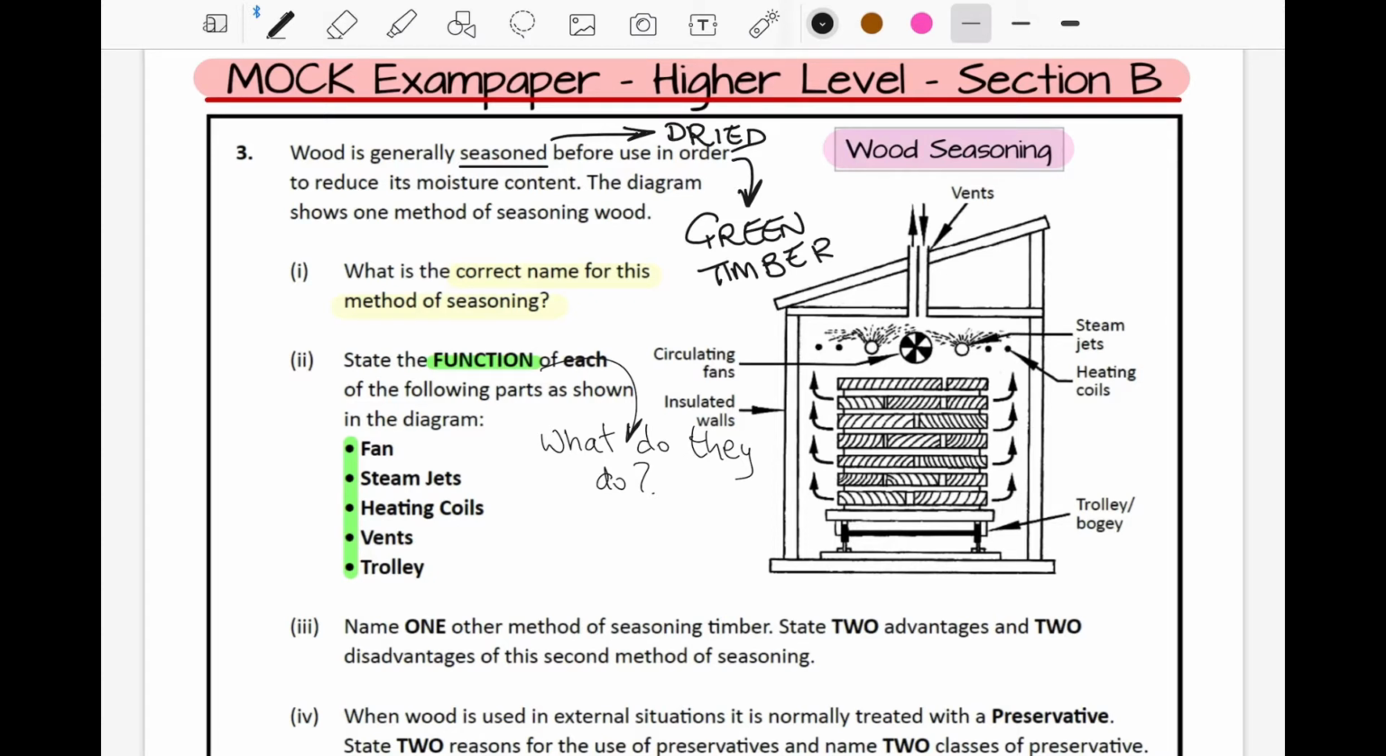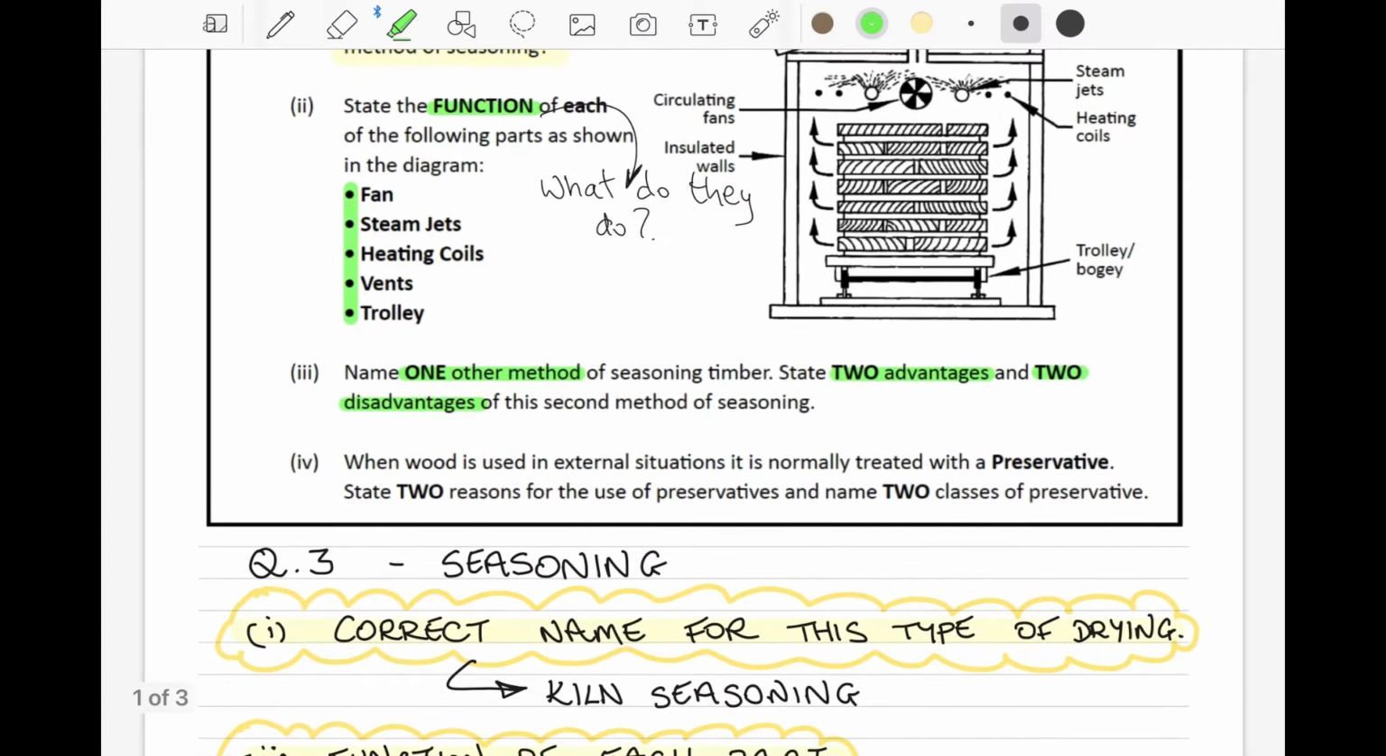So they asked us what the function was. The ones they listed were the fan, the steam jets, heating coils, vents, and trolley. And yes, they did give us a diagram, which does make it a bit easier. Then you were asked to name one other method. There is really only one other method, although there are 2 versions of kiln seasoning, I suppose. For that method we're asked to give 2 advantages and 2 disadvantages, something we're used to giving for nearly every topic. Bear in mind, that's 4 different items, and it's for this second method, not for the method given in the diagram.